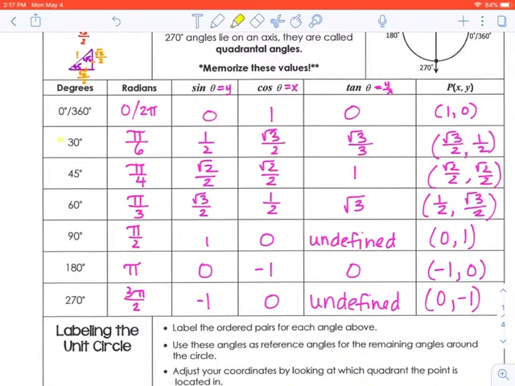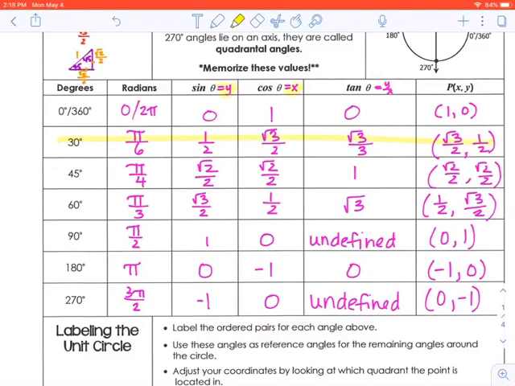Let's look at this row right here. The angle is 30 degrees. The radian measure is pi over 6, okay? The sine, which we said was equal to y, was 1/2. The cosine is equal to x, which is √3 over 2. Then the tangent. Tangent is not on your unit circle. You have to find that value.